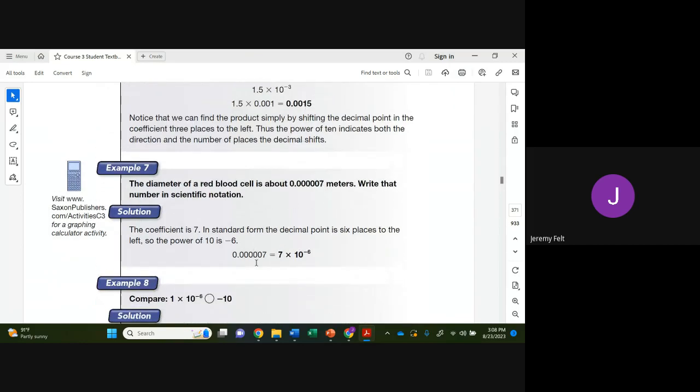Example 8, a lot of examples in this one. If I have 1 times 10 to the power of negative 6 and negative 10, well, this is going to give me a number less than 1, really small, 0.00001, 5 zeros. And then this is negative 10. So it's still greater than negative 10, because it's a small number, but it's a positive number.